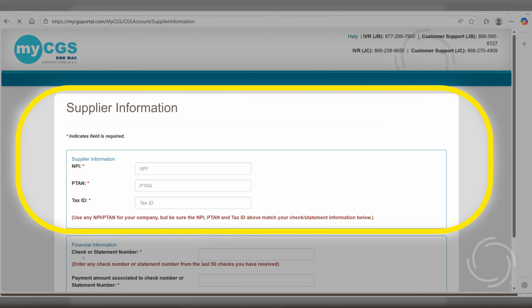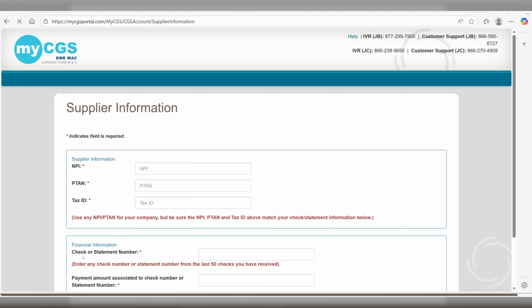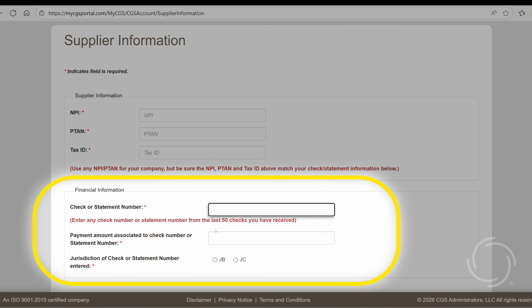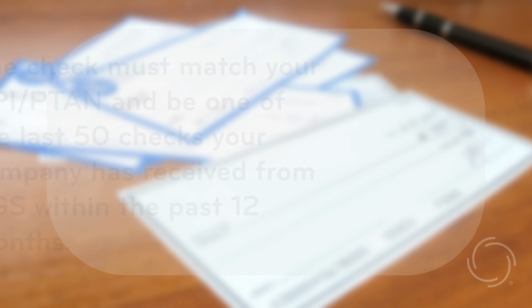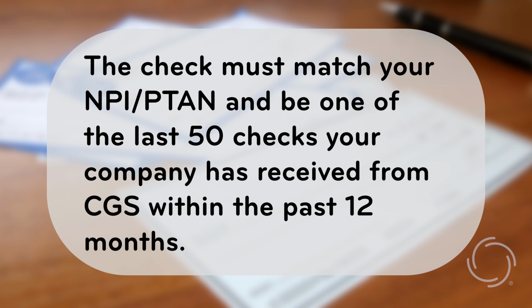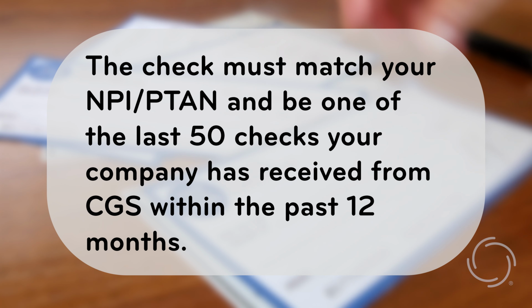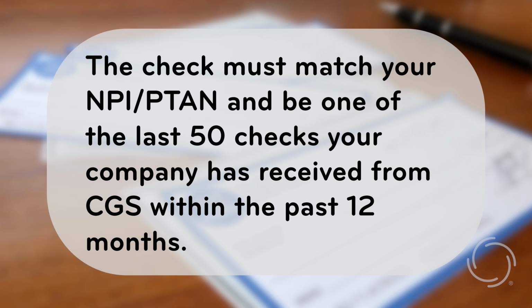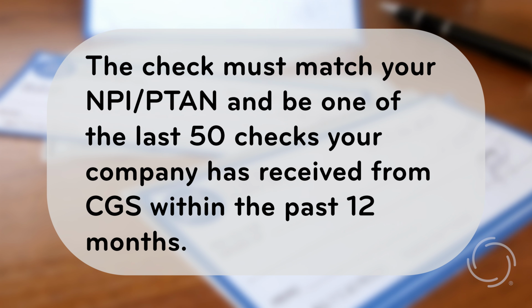Here's what you need to get registered: your company's tax ID plus a PTAN and MPI combo tied to it, a recent CGS check within the last 12 months from jurisdiction B or C. The check must match your MPI PTAN and be one of the last 50 checks your company has received from CGS within the past 12 months. Now let's go to the portal to show you how to register.